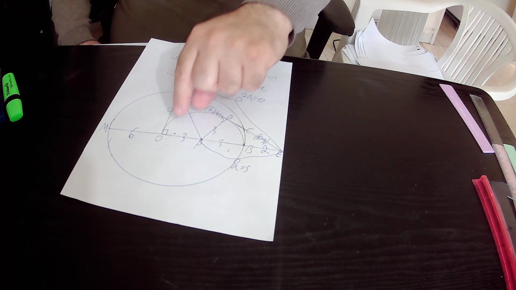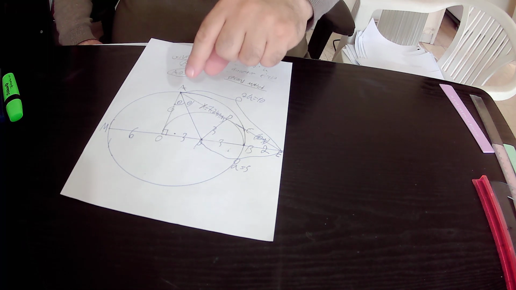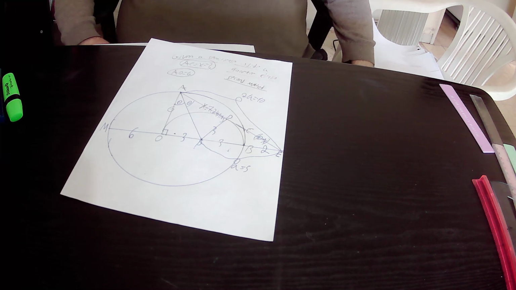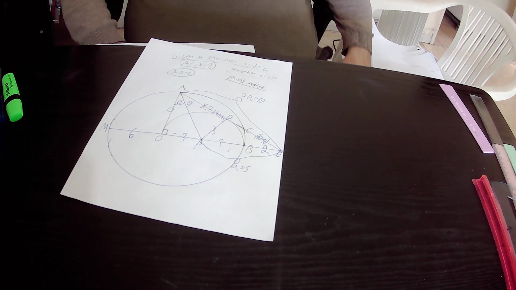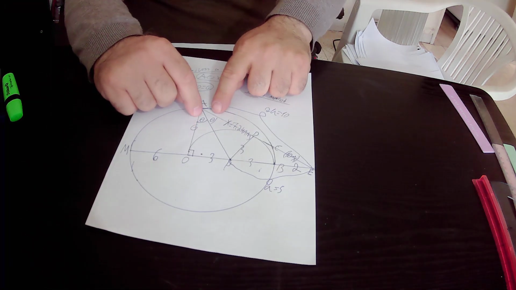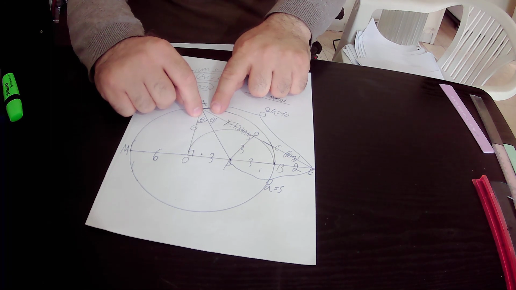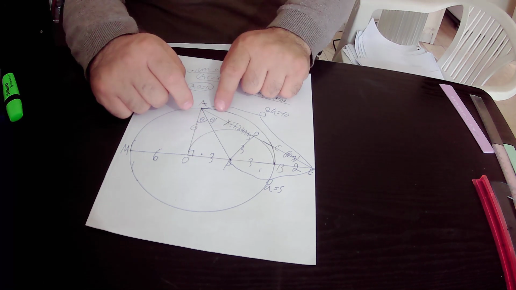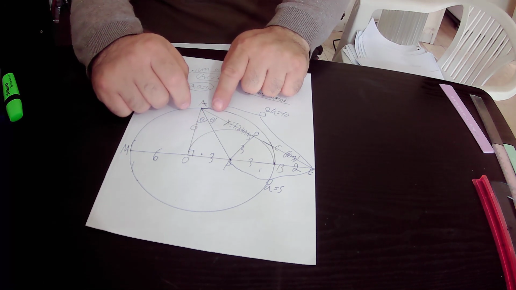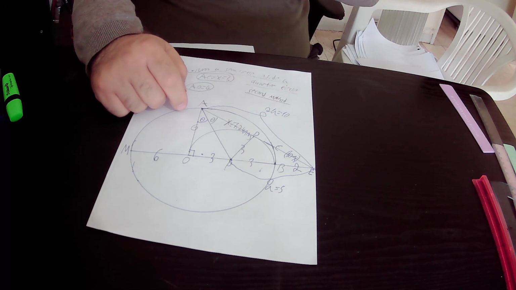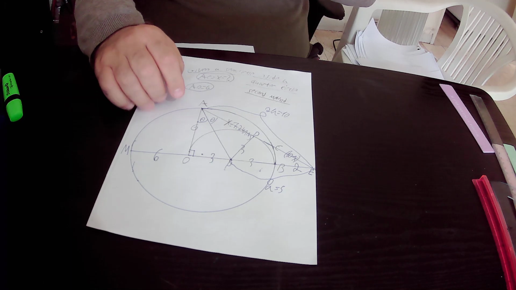So those two triangles are congruent according to the side rule. We have already proved it in the first method. And from the fact that those two triangles are congruent, we conclude that those two angles are equal to each other, because corresponding angles in congruent triangles are equal. So if this angle equals theta, then this angle must also equal theta. All those things we have already done in the first method.